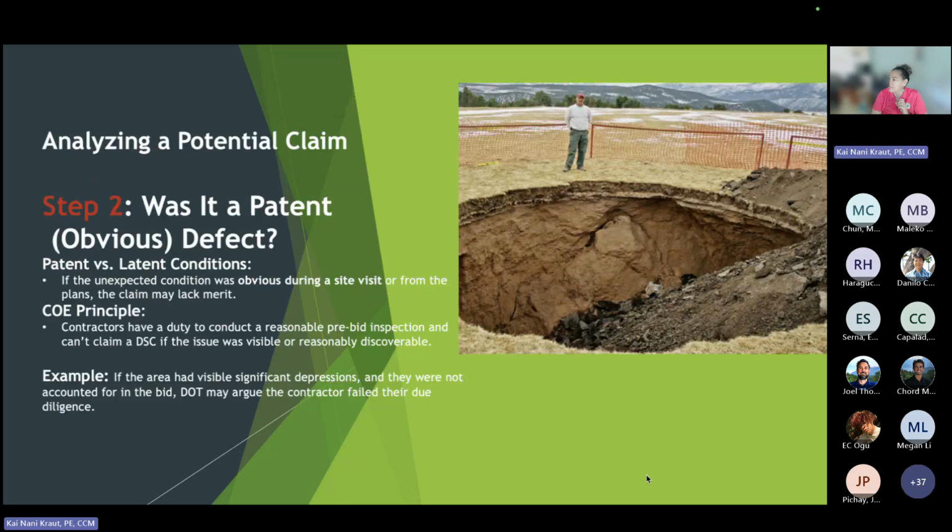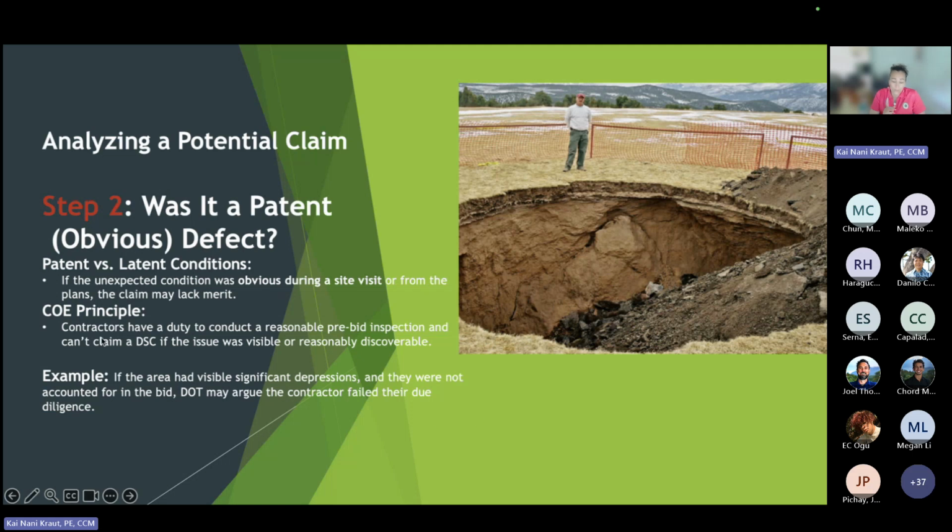Ooh, I feel like I had somewhere where I was going to remind you. Okay, so remember, what was patent versus latent conditions? Patent, if it was obvious, right? So this shows the big giant hole. It's obvious. If somebody went there, it'd be like, yeah, they're having utilities in the wrong location, not really a differing site because it's obvious. So those right off the bat, if it is obvious, it is not a differing site condition. And we can reject it just from that.